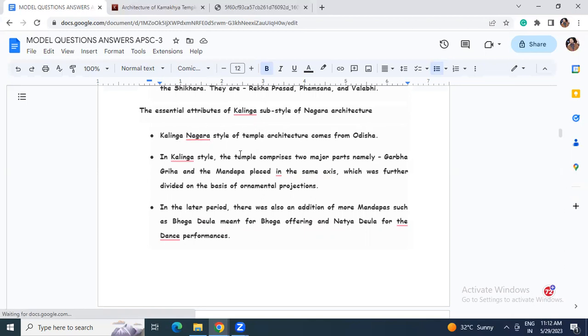Now, Kalinga Nagara style of temple architecture comes from, of course, Odisha. In Kalinga style, the temple comprises two major parts, namely Garbhagriha and Mandapa, placed in the same axis, which was further divided on the basis of ornamental projections.